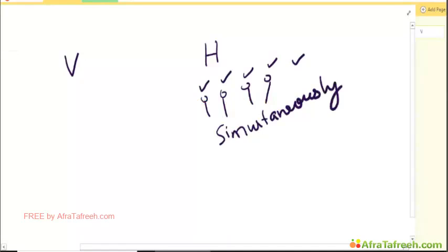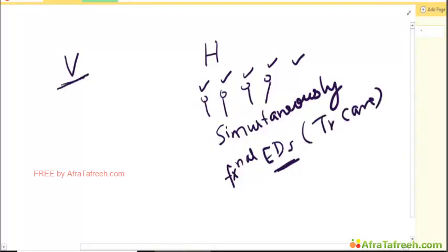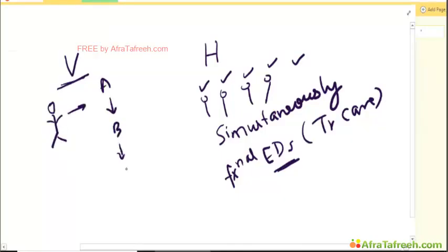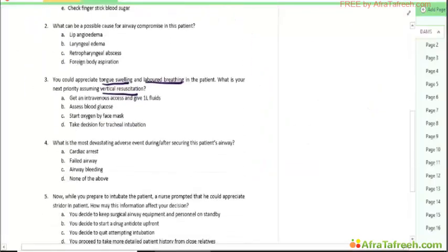So all the things can be taken care of simultaneously, which is usually the scenario in functional hospital emergency departments, which are tertiary care. Vertical resuscitation, when there is only one provider, then he has to go sequentially from airway to breathing to circulation to disability. This is called vertical resuscitation. So there is a difference between the two.